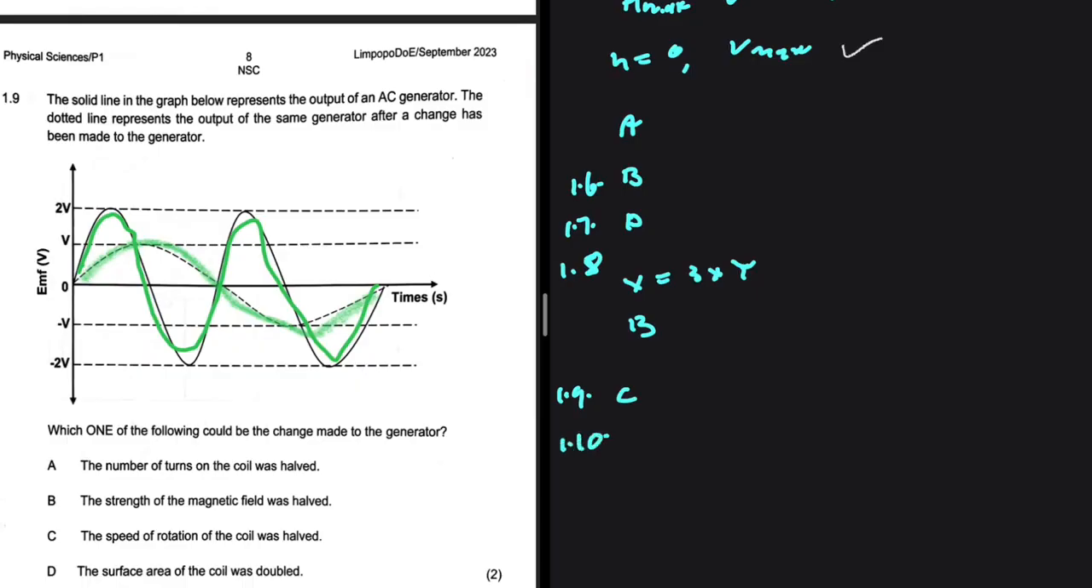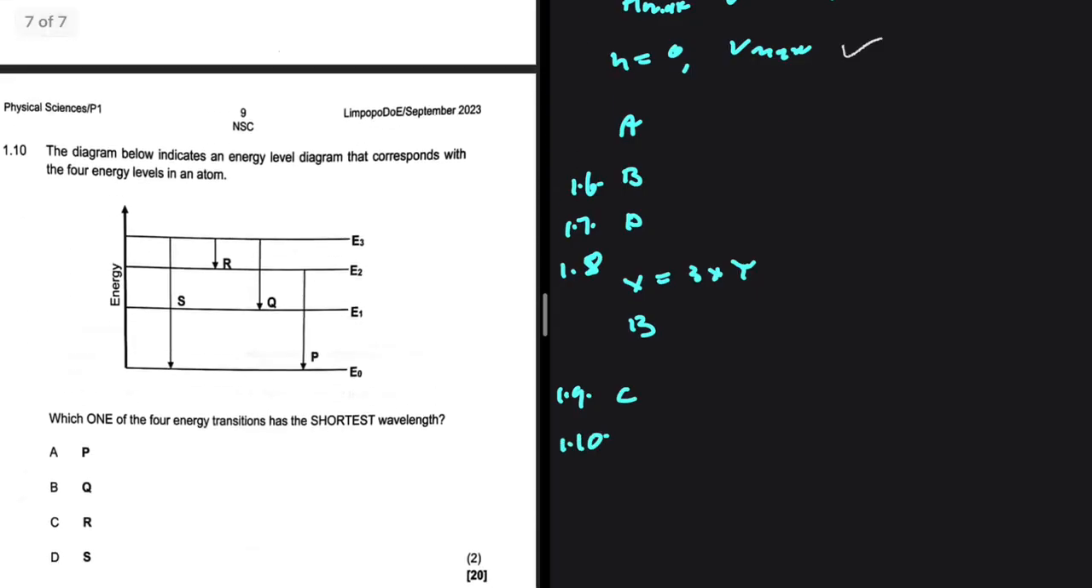And 1.10, the diagram below indicates an energy level diagram that corresponds with the 4 energy levels in an atom. Which one of the 4 energy transitions has the shortest wavelength? Shortest wavelength or highest frequency? The higher the frequency, the higher the energy.